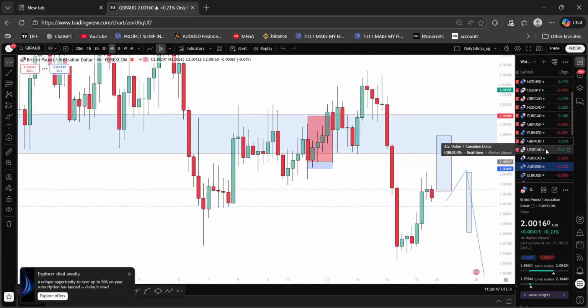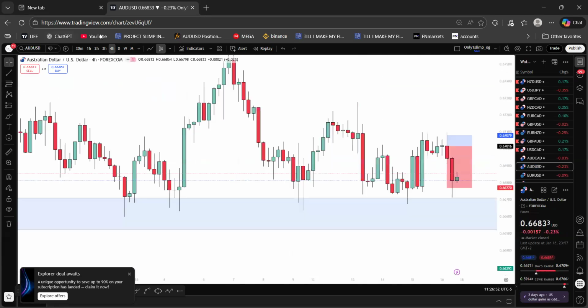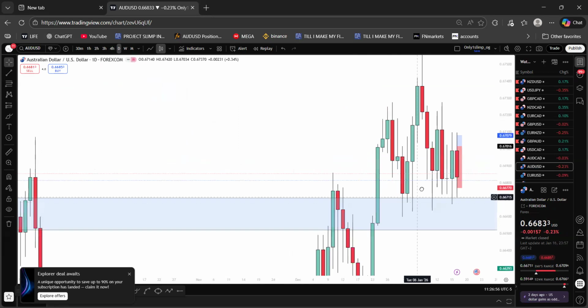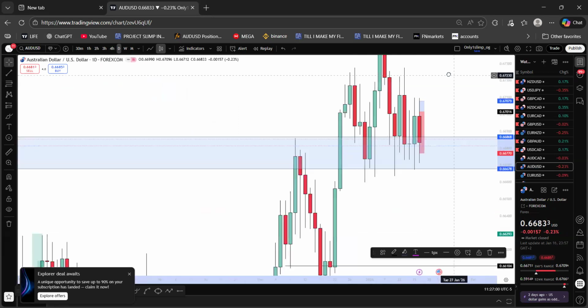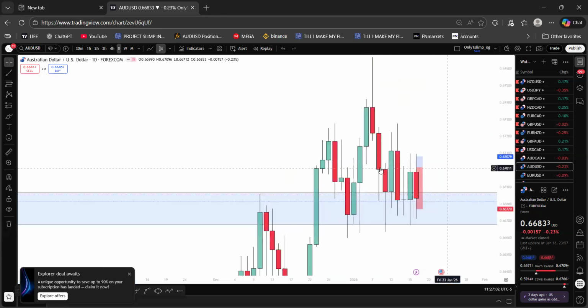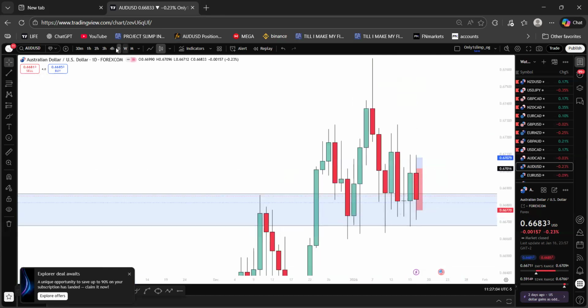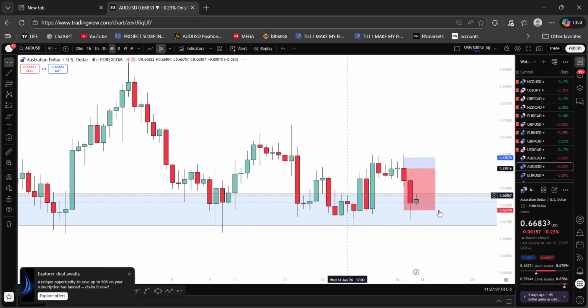Then the second trade I took was AUD USD. I was looking at buys. If you can see, the market was at this daily OG level, and this market is very much bullish. Then we tested this zone. So as usual, I jumped on the 4 hour time frame.